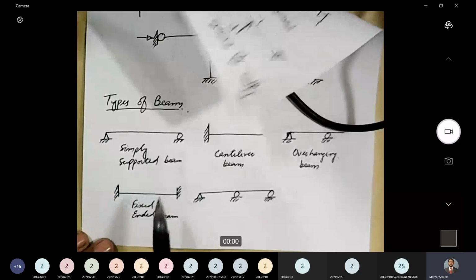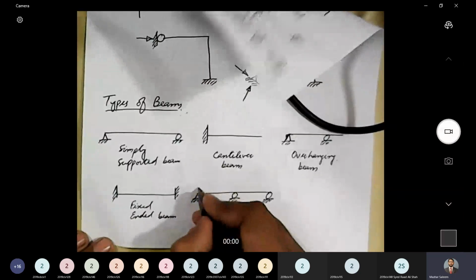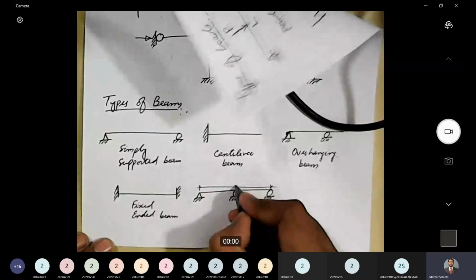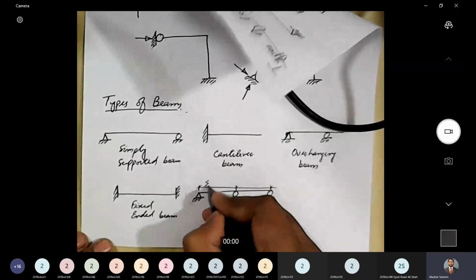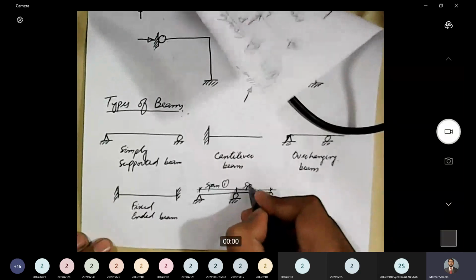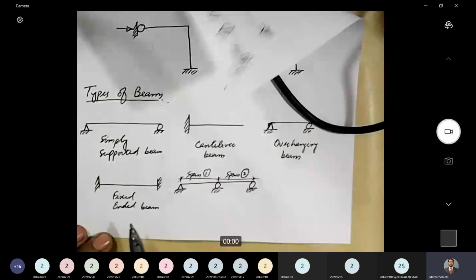A fixed ended beam has one span, but what about a continuous beam? It has more than one span, and in this example, it has two spans. Span 1 and span 2. So there are two spans in the case of a continuous beam.